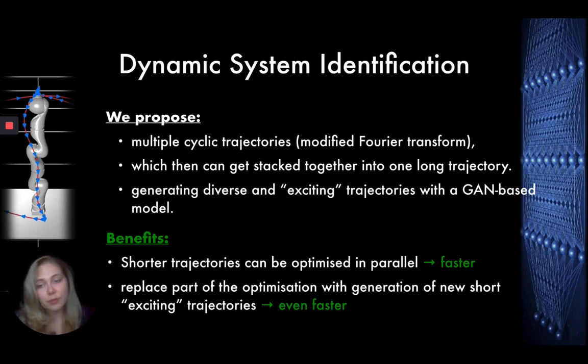So what's the benefit of our approach? Well, mostly the speed. Shorter trajectories can be optimized in parallel, which makes the whole process much faster. And then replacing the part of optimization with generation of the new exciting trajectories with GANs makes it all even faster.